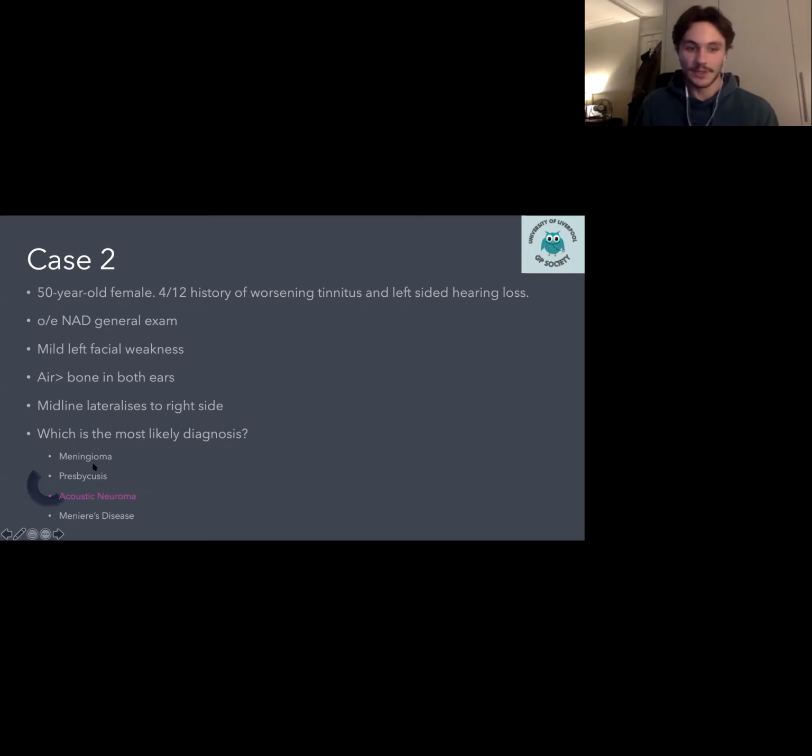Yeah, and I guess it could be meningioma as well. Sorry, we'll take it back. So it is acoustic neuroma, otherwise known as a vestibular schwannoma. This is a tumor of the 8th nerve in the cerebellopontine angle, and it's compressing the local structures as well. So they've got mild left facial weakness because it's compressing the left facial nerve. Meningioma could cause a similar presentation, but it's less likely and much more likely to arise more superiorly. Presbycusis, she's a bit young, I'd say, and wouldn't account for the rest of the history.